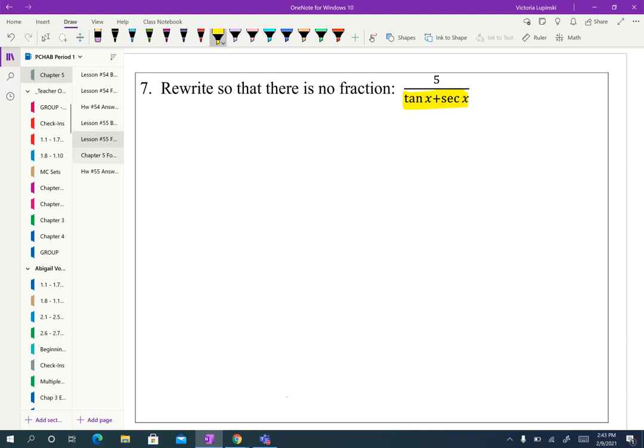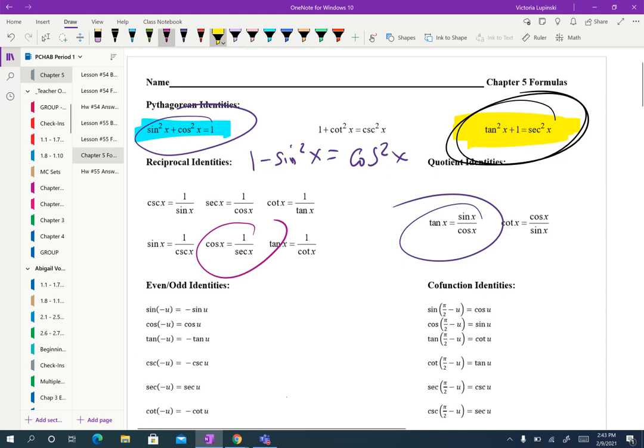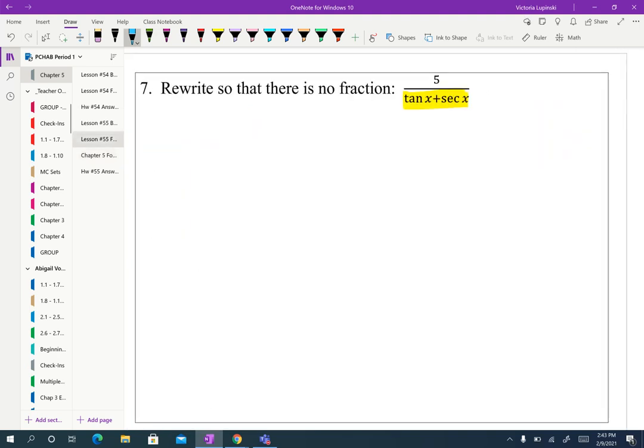If you go back to your formula sheet, you will notice that there is an identity that connects a tangent and a secant, but they have to be squared. There are no squares currently in the problem, and that's an issue because they have to be squared for it to work. So how do you take a problem that doesn't have any squares and make some? Well, you're going to multiply by the conjugate.